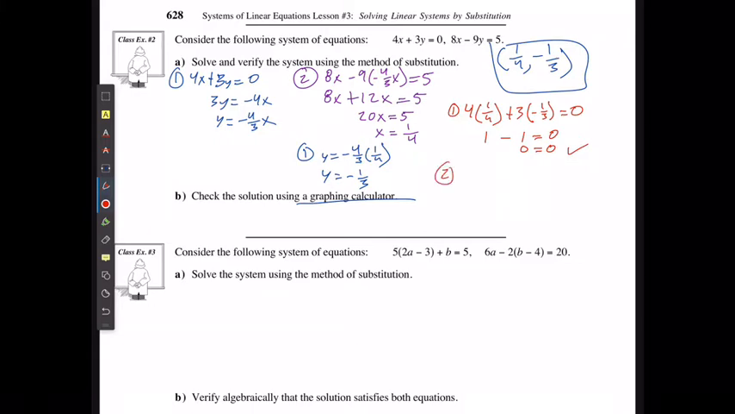For equation 2, if I have 8 times 1 over 4 minus 9 times negative 1 over 3 equals 5, well, 8 times 1 over 4 is going to give me 2. Negative 9 times negative 1 over 3 is going to give me positive 3. 5 equals 5, and my solutions work.